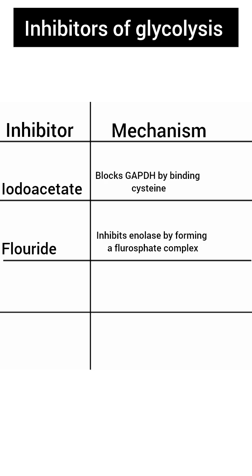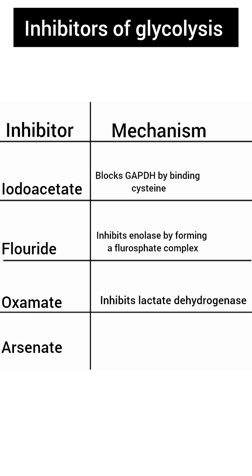We also have oxamate. How does oxamate inhibit glycolysis? Oxamate inhibits glycolysis by inhibiting the enzyme lactate dehydrogenase, and this indirectly slows glycolysis. We also have arsenate. How does arsenate inhibit glycolysis? Arsenate inhibits glycolysis by mimicking phosphate, forming unstable 1-arseno-3-phosphoglycerate and also reducing ATP.